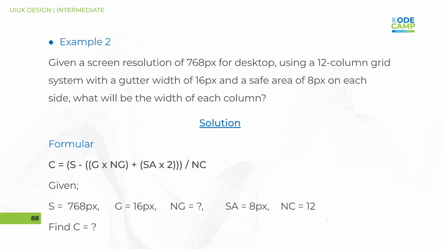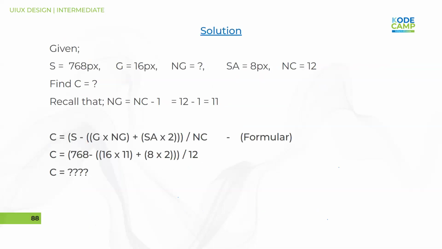We've been given our screen resolution to be 768, which is supposed to be for a tablet. So that's my bad. And then we have our G to be 16, then our SA to be 8, and what's our C? So let's find our C. What is our C?